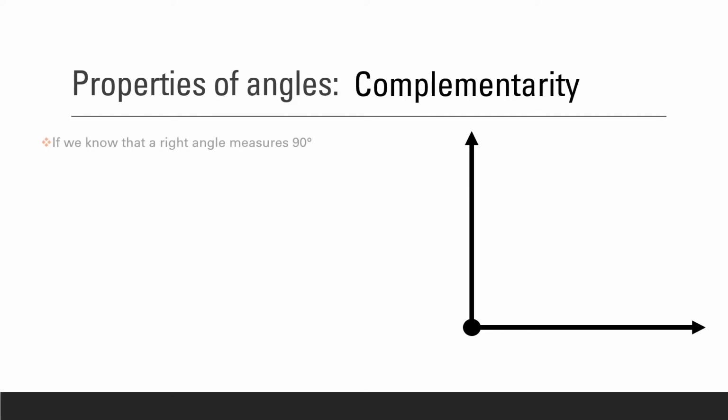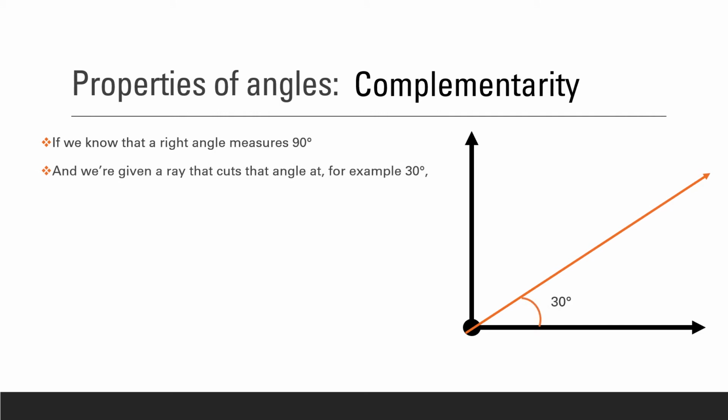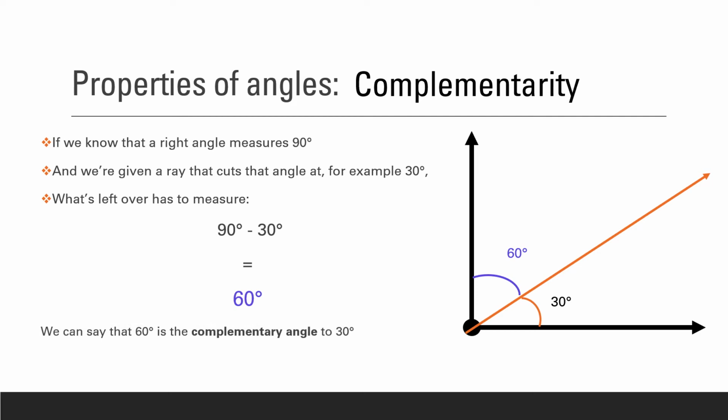So let's say we're given a 90-degree angle, and we know that it measures exactly 90 degrees. And then we're told that there's a ray that cuts that 90-degree angle at, for example, 30 degrees. We can use the property of complementarity and figure out that what's left over has to measure that full 90 degrees minus 30 degrees, which is going to leave us with 60 degrees. And what we can say is that 60 degrees is the complementary angle to 30. In other words, the two angles complement each other to make 90 degrees.